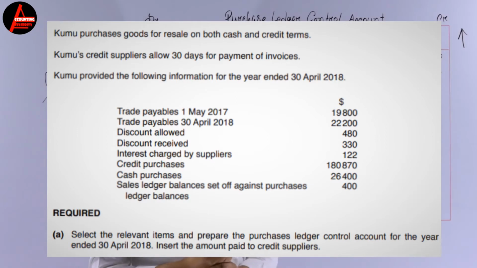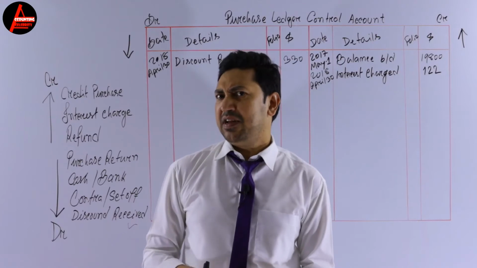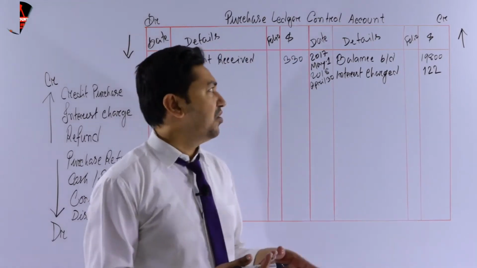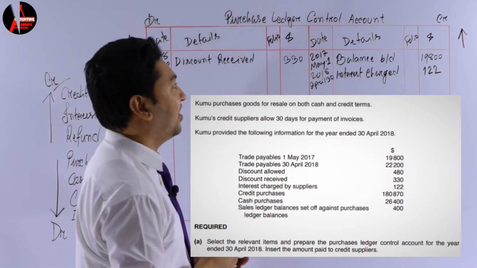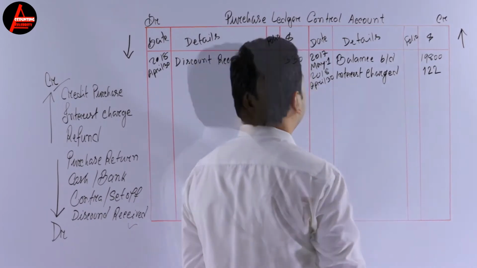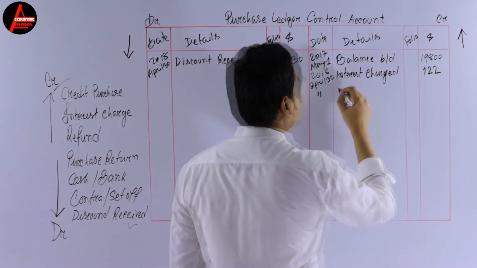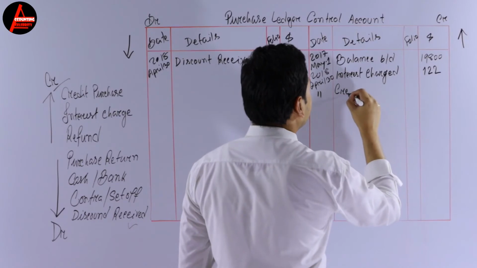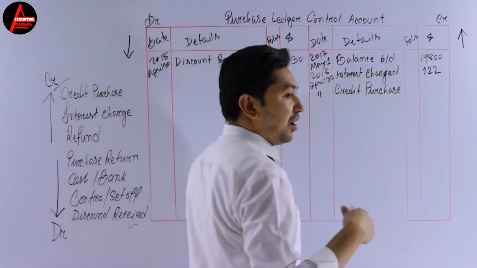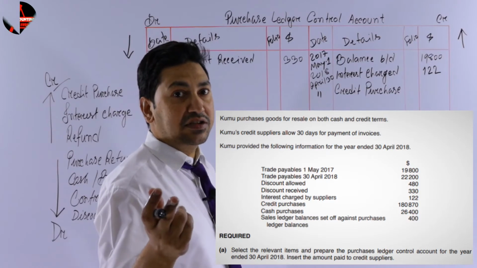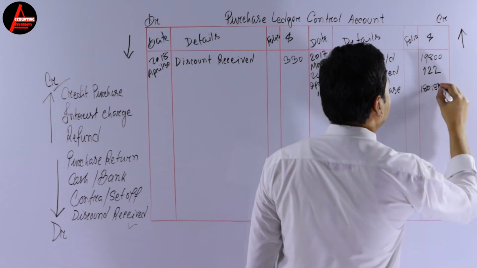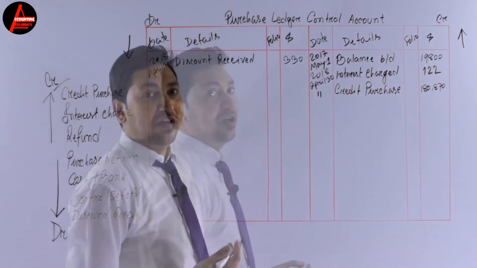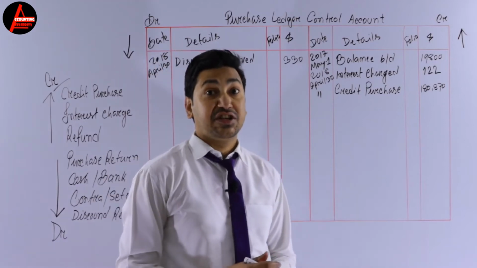Next one we have credit purchase. It is very easy. Credit purchase means your trade payable is increasing. So when trade payable is increased, you have to record it in the credit side. Let us write here in the credit side, same date April 30, credit purchase. What is the value in the given question? 180,870. Okay, very good.